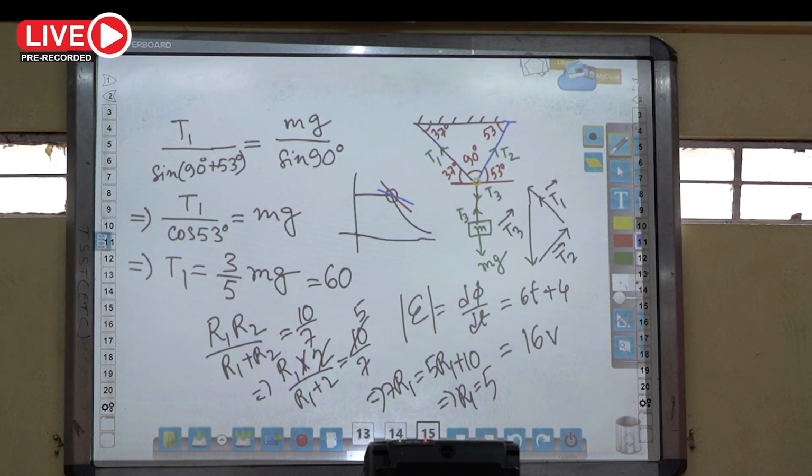Question number 16. Two wires of same material and same cross section, everything same, are stretched by the same force. If the lengths are in the ratio 3:4 respectively, then their elongations are in the ratio 3:4. Why?